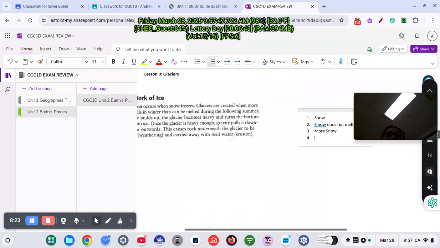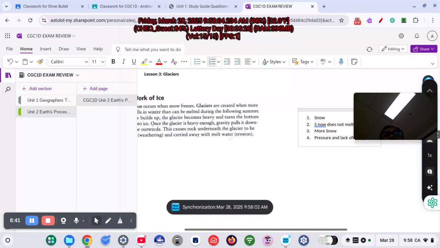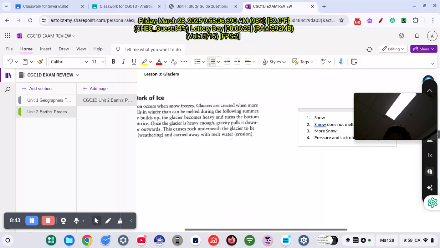It's really the pressure and lack of air that creates it. So we should really use the pressure and lack of air to cause layers. Make ice.